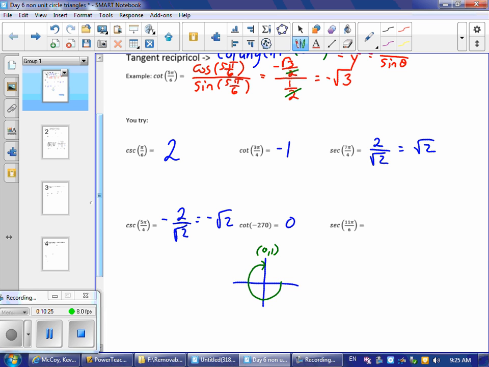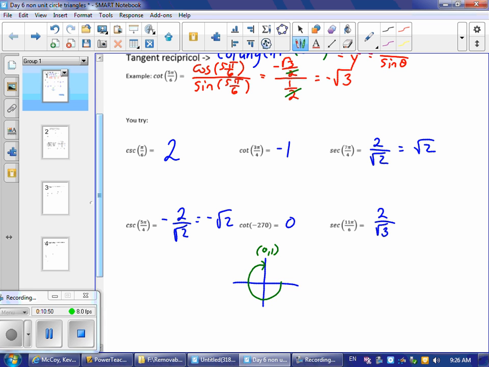And then secant of 11 pi sixth. Okay, again, secant is the reciprocal of cosine. So I have to know the cosine at all of the pi sixths. The cosine at every pi sixth is a square root of 3 over 2. So if I flip that over, that's going to be 2 over the square root of 3. And 11 pi over 6 is in the fourth quadrant.